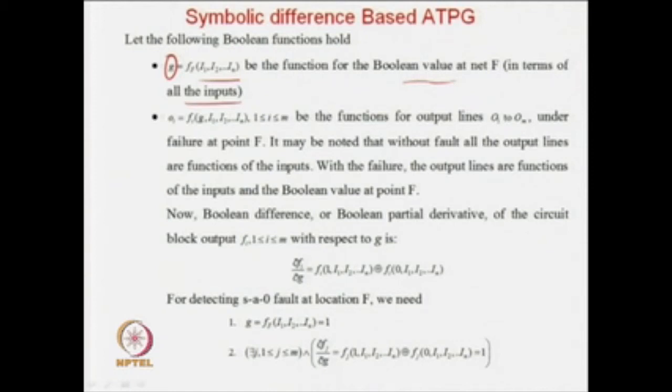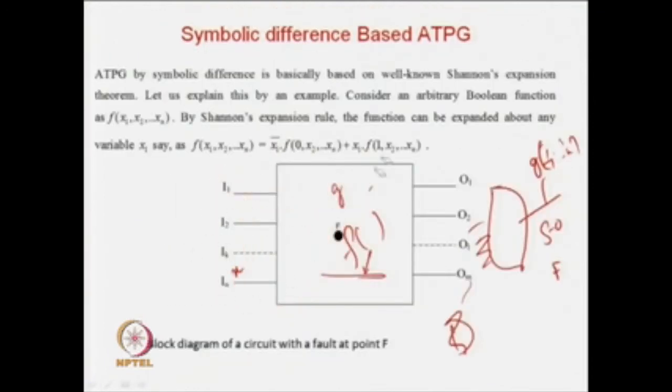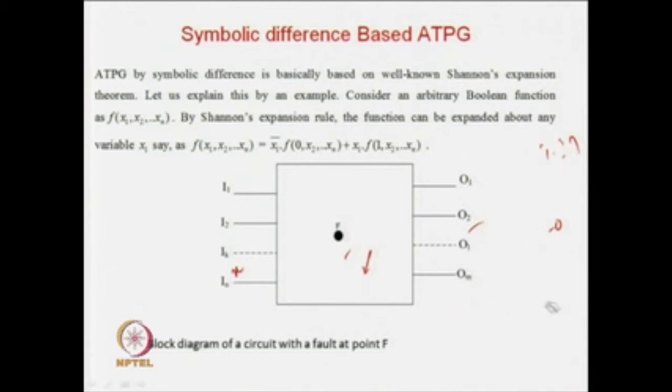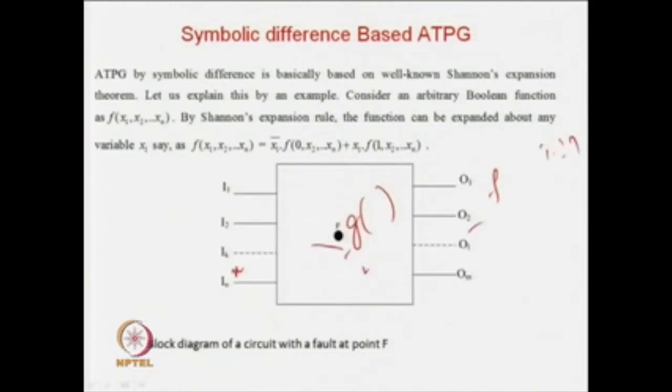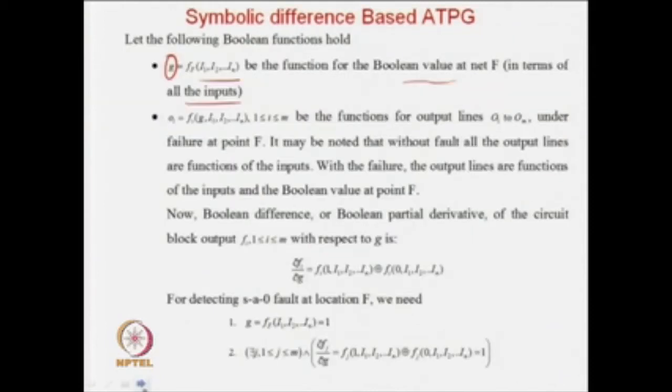Now, fault is not there. Now we know that g of all the primary inputs will give you the value of this specialized net, f. Now, what is fi? Fi actually corresponds to the ith output, then we can say that fi is the function of I1, I2 dot dot In, the function of the output lines under failure at point f.